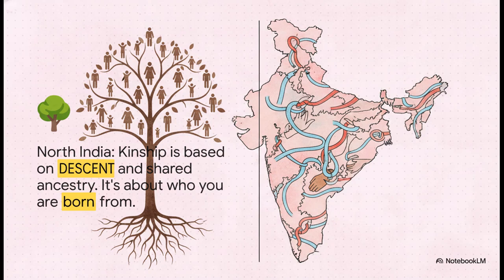It's almost like there are two completely different social operating systems running the country. In the north, the whole system is built on who you descend from, your ancestry. But in the south, it's all about the alliances you forge through the act of marriage itself.